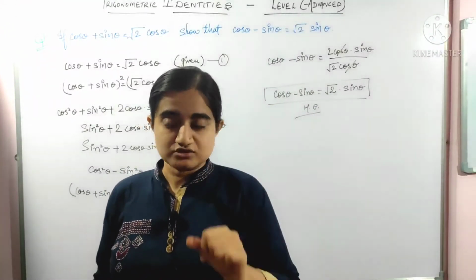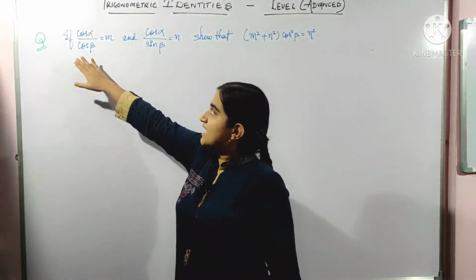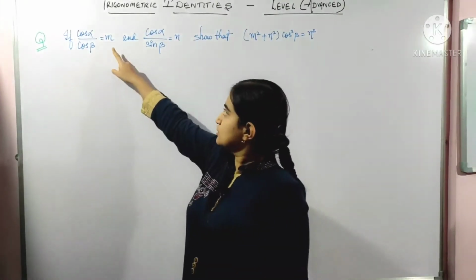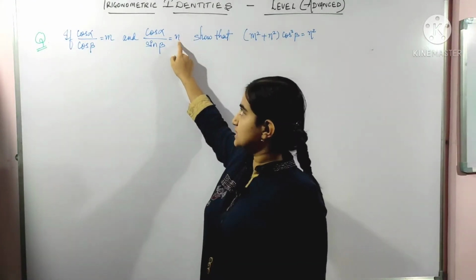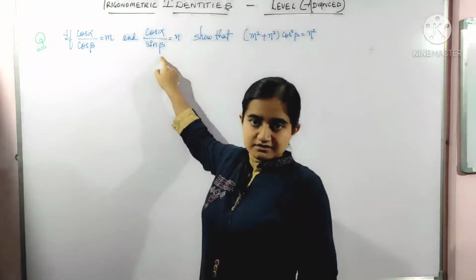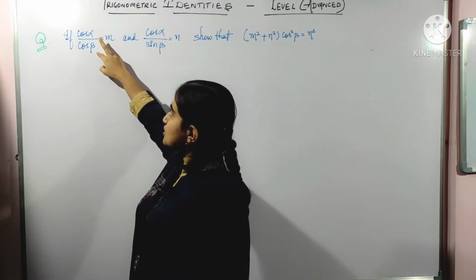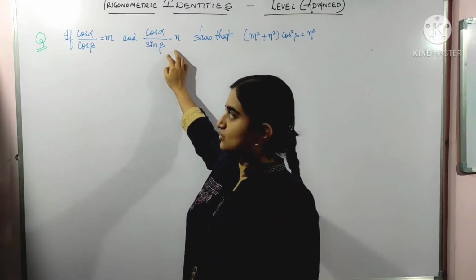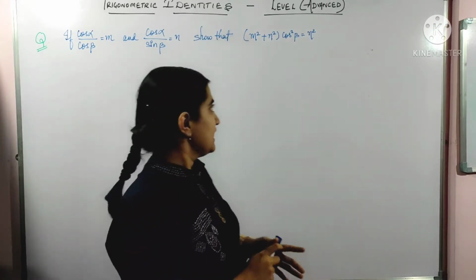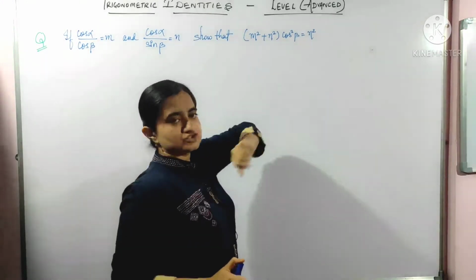Now we will move on to our next question. In this question we have, if cos alpha upon cos beta equals m and cos alpha upon sin beta equals n. See, these are very normal and common things you all must be knowing. Then we have to show that m square plus n square times cos square beta equals n square.